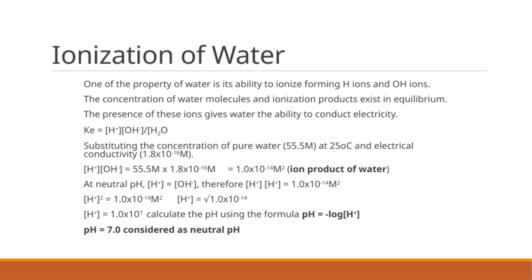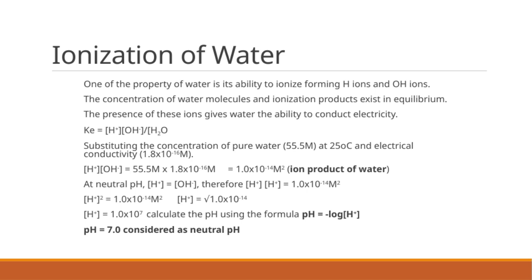Since pure water at 25 degrees Celsius has a concentration of about 55.5 molar, we can substitute that into the equation along with the electrical conductivity value, which is approximately 1.8 times 10 to the minus 16 molar. When we do that calculation, we find that the product of the concentrations of H+ and OH- equals roughly 1 times 10 to the minus 14. At neutral pH, the concentrations of H+ and OH- are equal, so we can set H+ equal to OH-, and their product becomes H+ squared. Taking the square root of 1 times 10 to the minus 14 gives us H+ approximately 1 times 10 to the minus 7 molar.